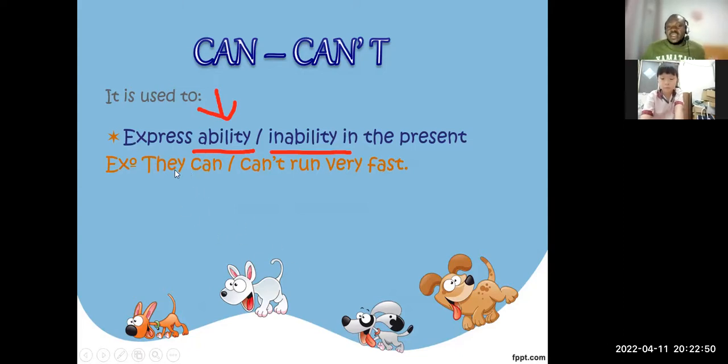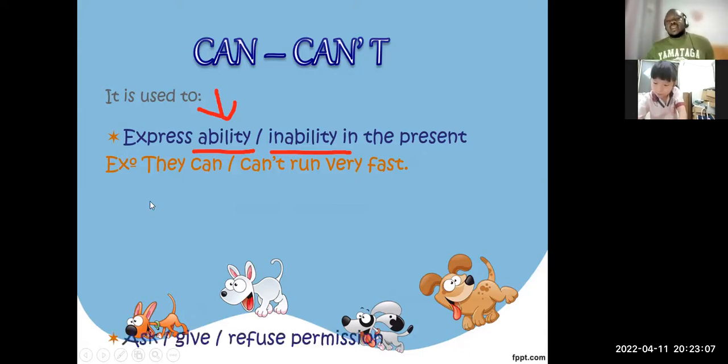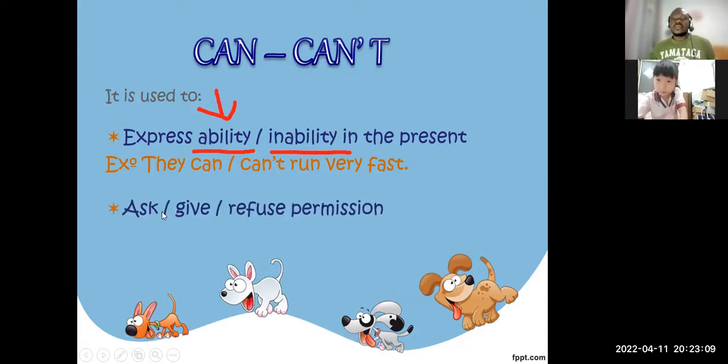Why are we having this example? They can run. They can't run very fast. Yes, they can or they can't run very fast. So that is the ability, right? Then here we also use can to ask, give or refuse permission, right?